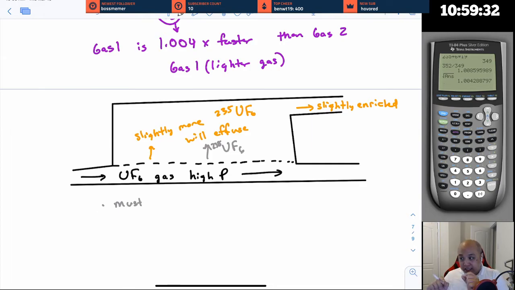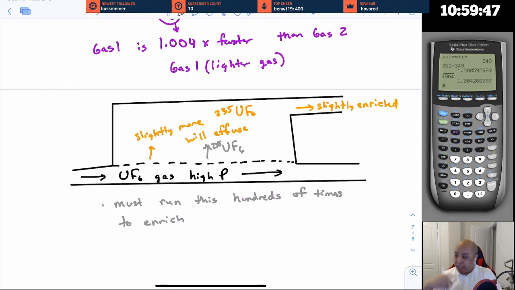So, because it's such a small difference, you must run this hundreds of times to enrich. Okay, so you have to keep recycling it over and over again, pressing it through, having some of the UF6 kind of effuse up, and then pass through, collect that, run it through again, hundreds of times before you actually have increased that percentage of UF6 to usable. So it's a huge cycle that they just keep feeding over and over again until enough UF6 is removed from it. So that's gas effusion.